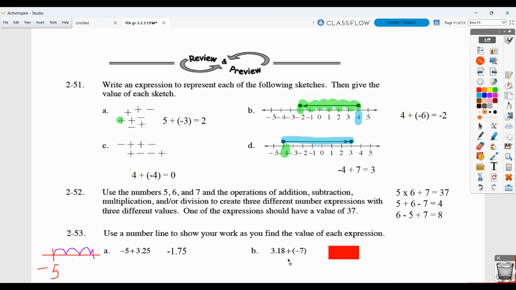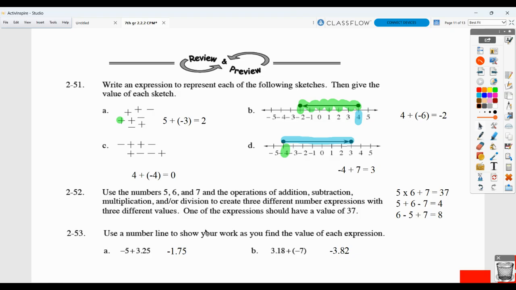And then here you are going to want to do the same. Now, another way that I'm okay with you calculating the value here rather than showing a number line, but I still want to see the work, is that if numbers have opposite signs, like we have a negative 5 and a positive 3 and 25 hundredths, a positive 3 and 18 hundredths, a negative 7.